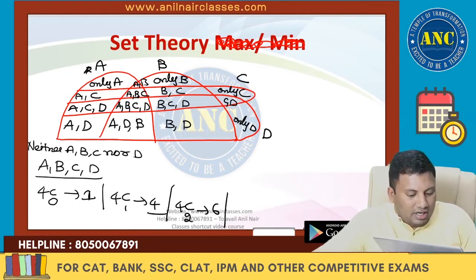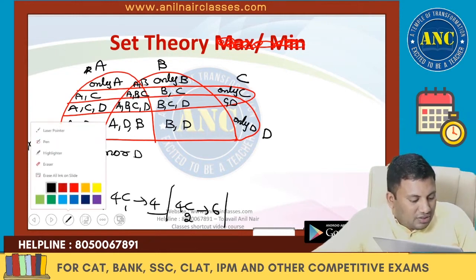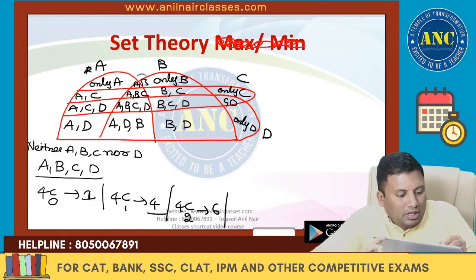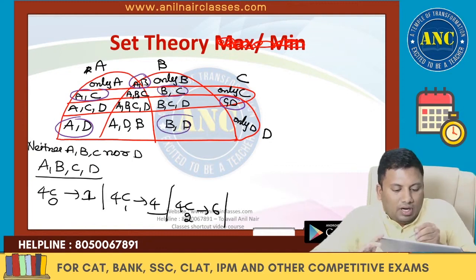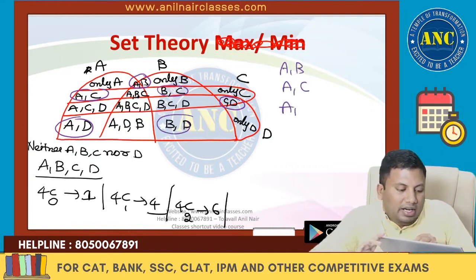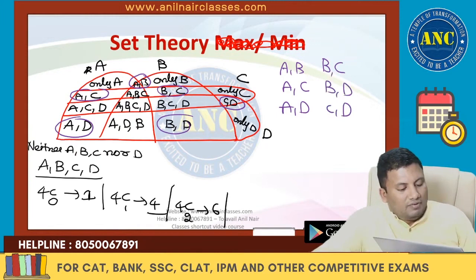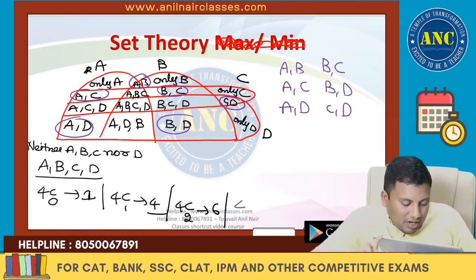Let us see whether you got 6 regions which contain only 2. A and B 1, C and D 1, A and C 1, A and D 1. Next one, B and C 1, right, B and D 1. So what have we got? AB we got, AC we got, AD we got, BC we got, BD we got and CD we got, which is 6. I hope it is clear.